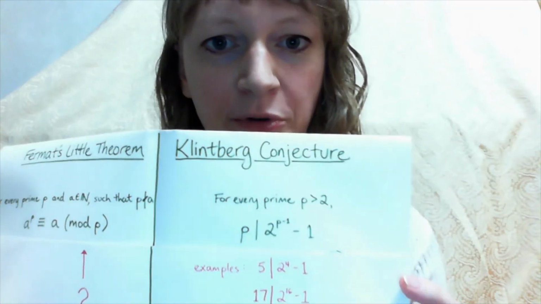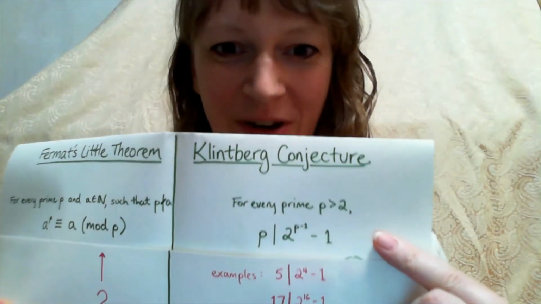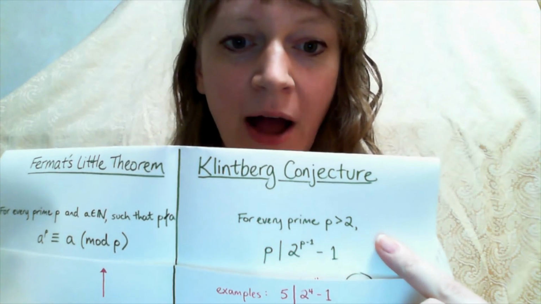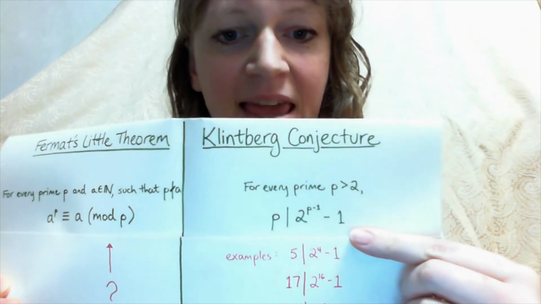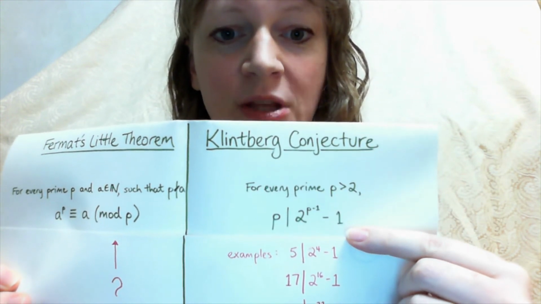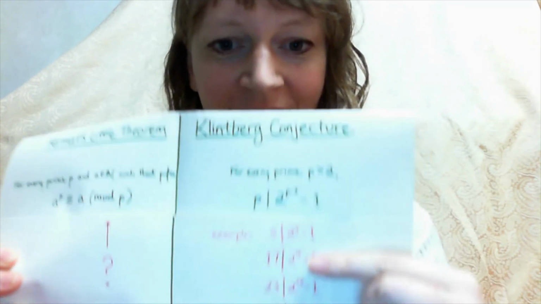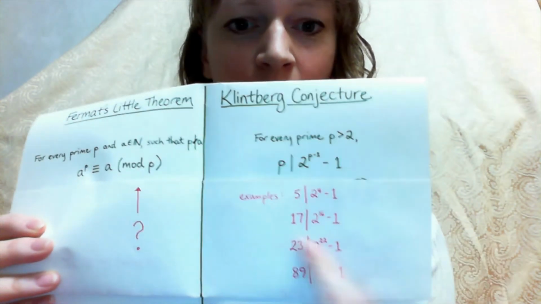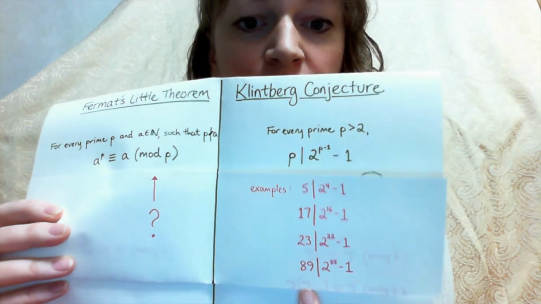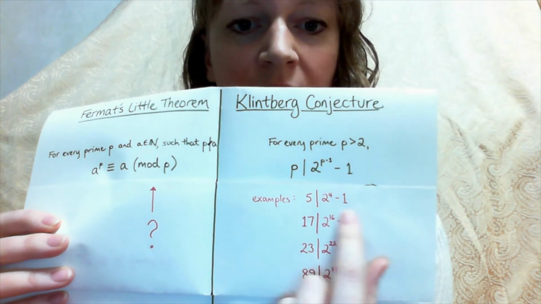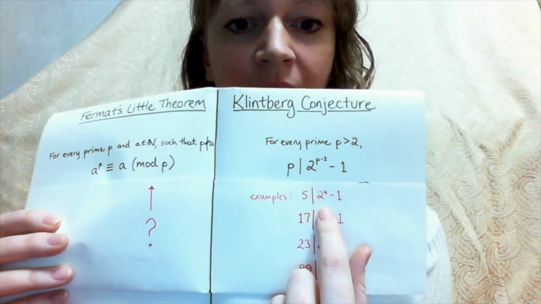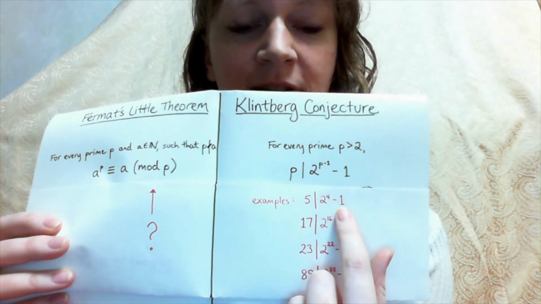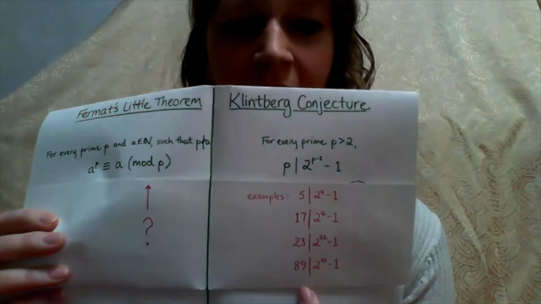First of all, what are we proving? Here's my Klintberg conjecture. For every prime p that is greater than 2, so not 2 because there are no primes that are less than 2, p divides 1 less than 2 to the power of p minus 1. And here are some examples. So any prime you like except 2 will divide 1 less than 2 to the power of 1 less than that prime. And 5 divides 15. Oh good, it works. And these others work as well.